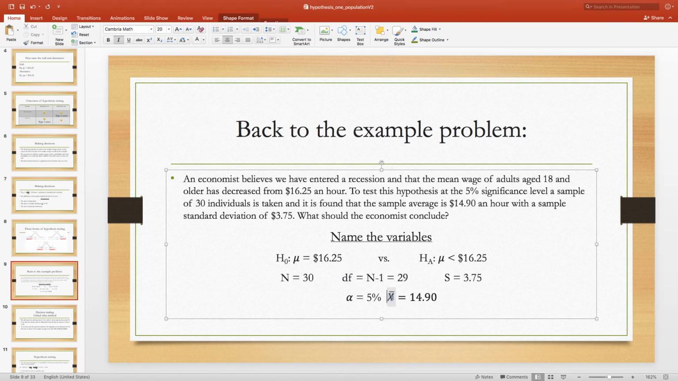Now, something that's very important is x bar, and x bar is 14.90. That points in the direction of the alternative. But the question is: due to random sampling, is the sample mean just less than the population mean? Or does this indicate that the population mean has actually decreased? We're going to test this at the 5% level of significance.